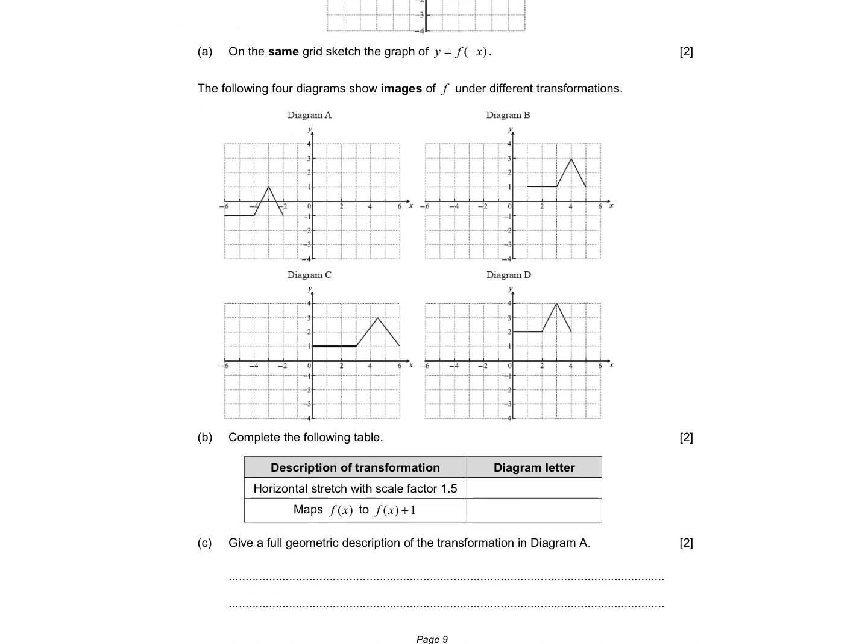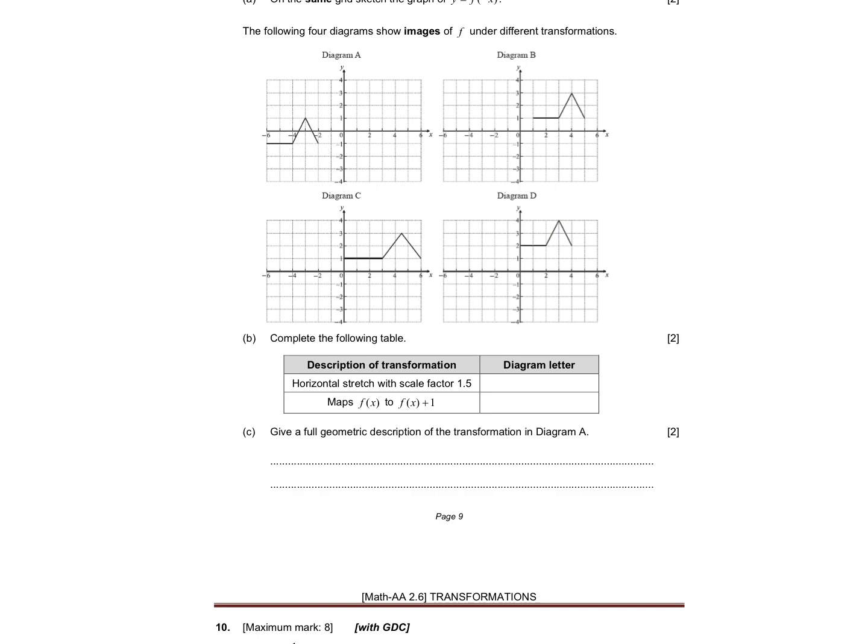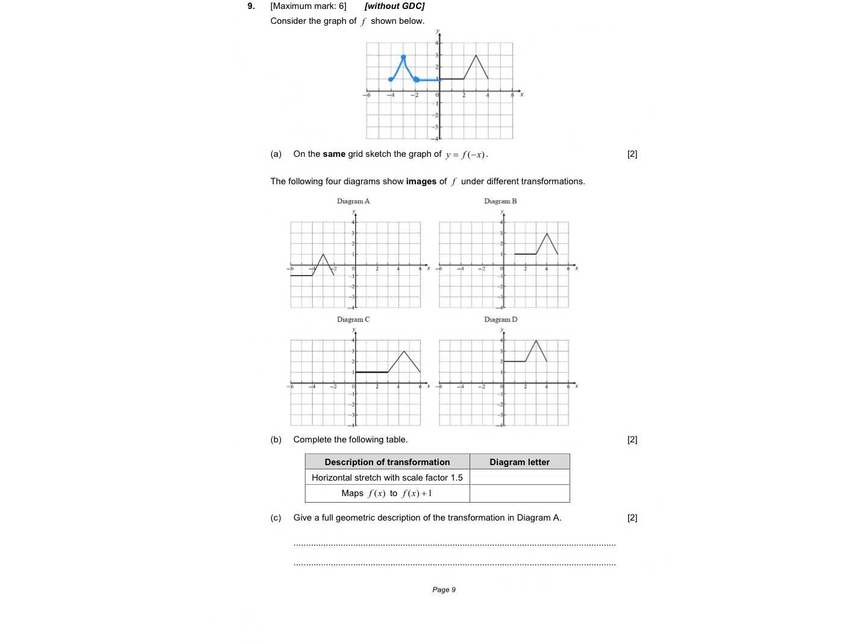The following 4 diagrams show images of f under different transformations. Complete the table. Okay, so this is our original f function up there. And we want a horizontal stretch with scale factor 1.5. So it's getting wider, so that's clearly C. Just in the function, it would be f of 2/3 x, because we would be dividing by 2/3, which is the same thing as multiplying by 3/2.